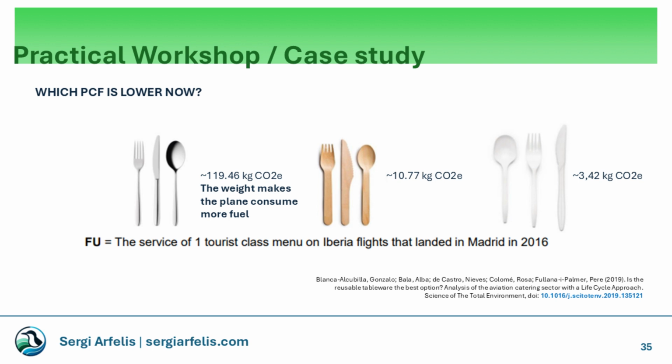In the aviation case, studies show that the heavier, reusable stainless steel cutlery, while sustainable on land, can actually have a much higher carbon footprint in flight, simply because transporting that extra weight over thousands of kilometers burns more fuel. In fact, as shown in this example, the PCF for stainless steel cutlery on a plane can be more than 10 times higher than for lightweight single-use plastic. The wood option, which is heavier than plastic but lighter than steel, falls somewhere in between.